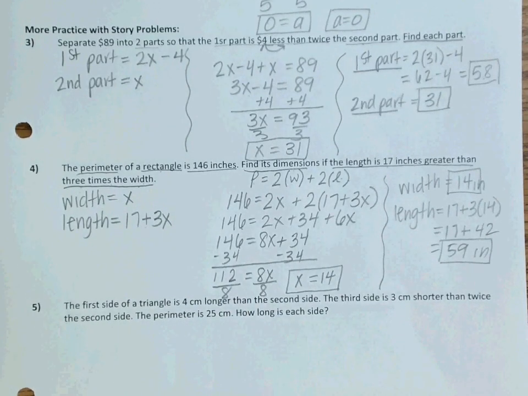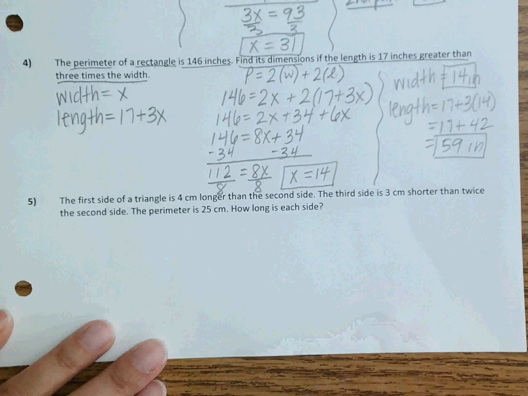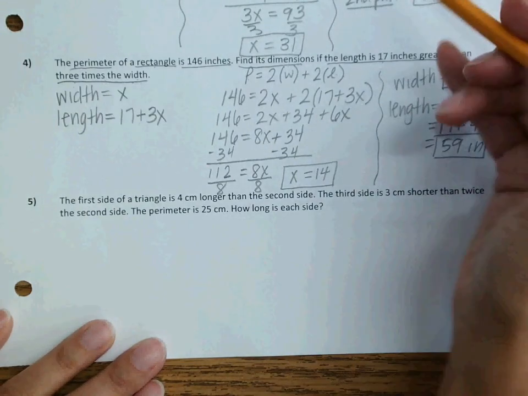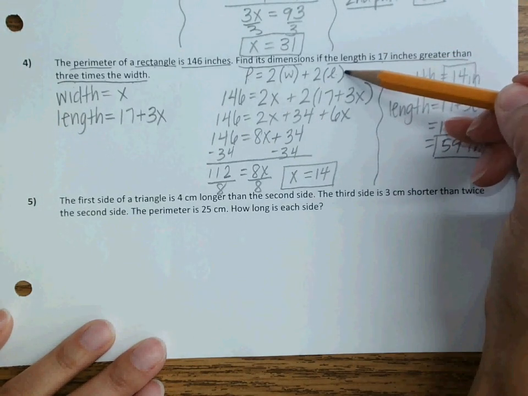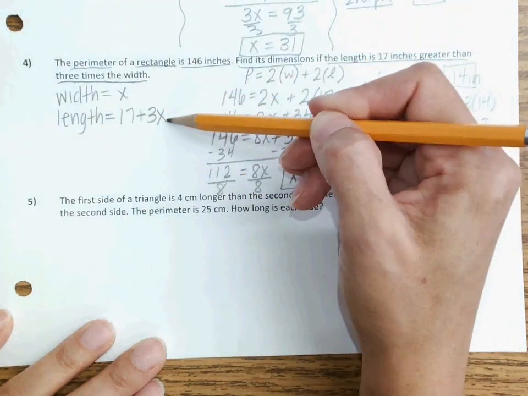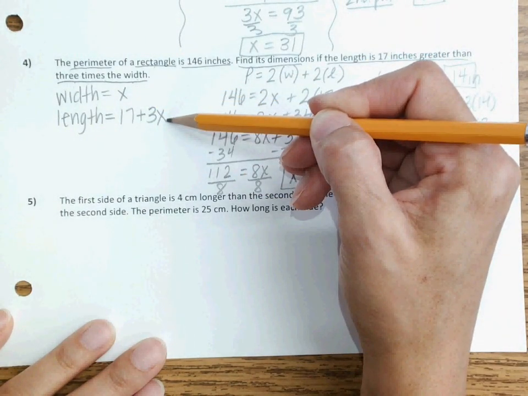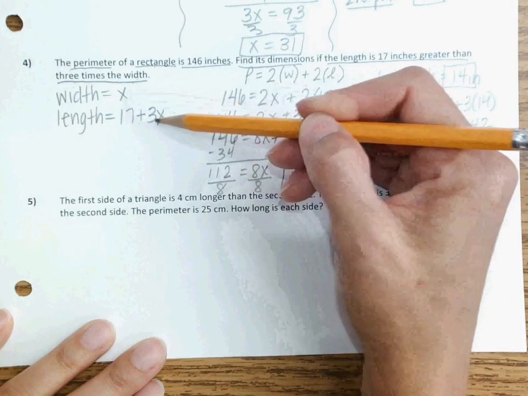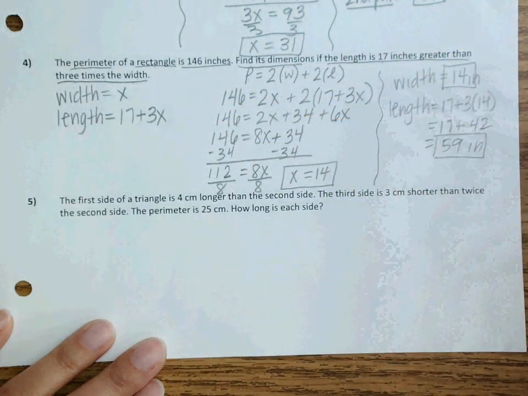Now for number 5. Number 5 is another perimeter problem. Okay. So again, we're going to remember that perimeter is adding up all the sides. You don't necessarily had to have used this formula. We could have just added x plus 17 plus 3x plus 17 plus 3x. So just showing it 4 times. Okay, I just kind of simplified it here.